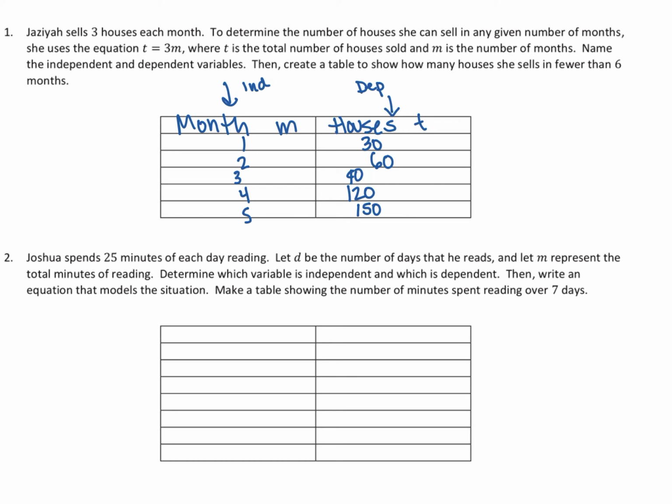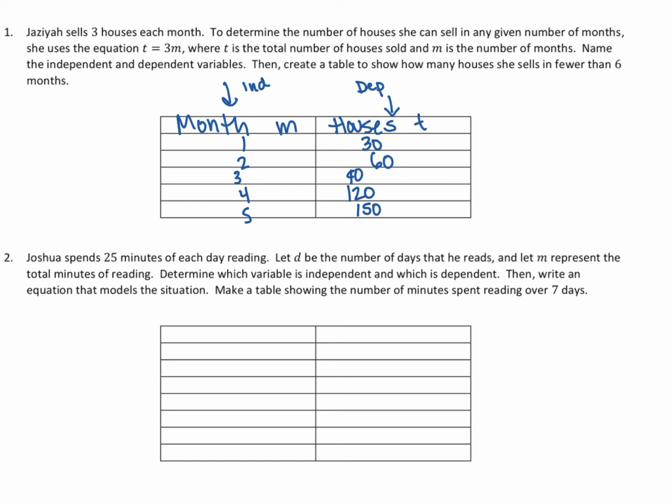For number 2, it says, Joshua spends 25 minutes each day reading. Let D be the number of days that he reads, and M represents the total minutes of reading. Determine which variable is independent and which is dependent. Then write an equation that models the situation. Make a table showing the number of minutes spent reading over 7 days.